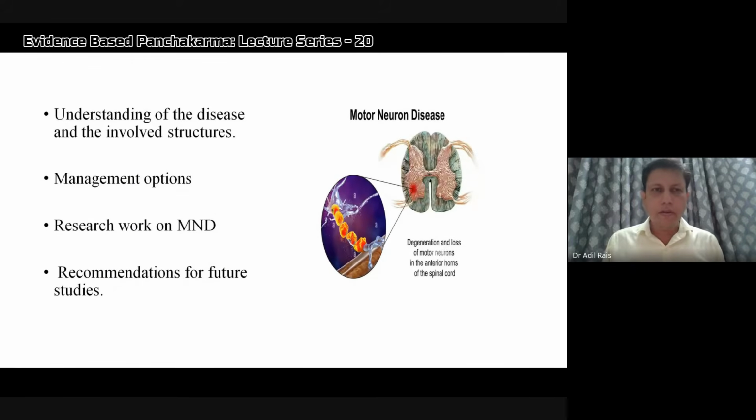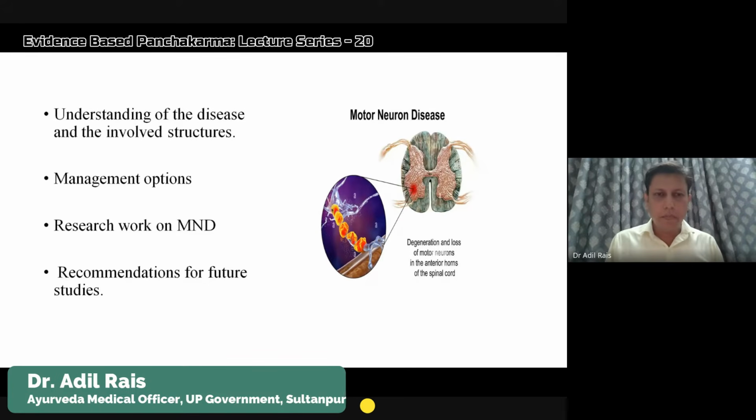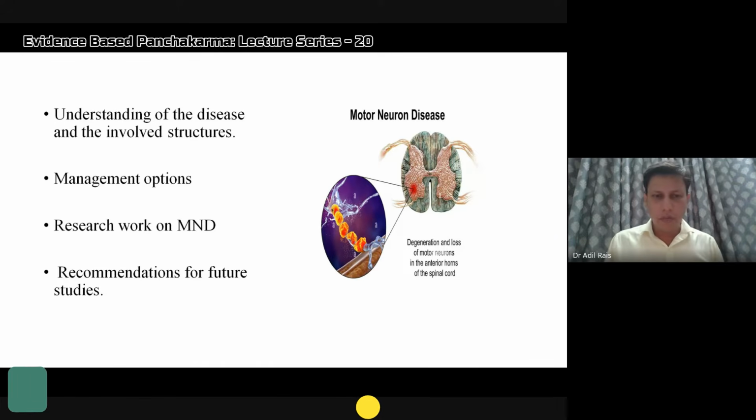Now, we have divided this presentation into four prominent divisions. First of all, we would like to take a proper understanding of the disease and the involved structures, mostly the upper motor neurons and the lower motor neurons. Then the management options provided through Panchakarma, and then the research work which was conducted by me under the guidance of late Professor Radheshyam Sharma sir at the Department of Panchakarma, NIA Jaipur. So that was my postgraduate work. And finally, we would like to post some recommendations for future studies to tackle this dreadful and deadly disease.